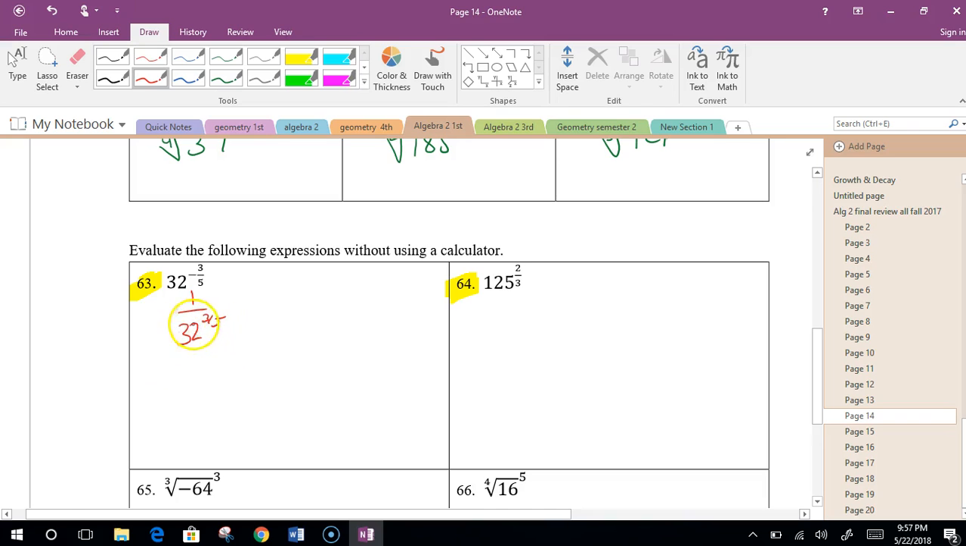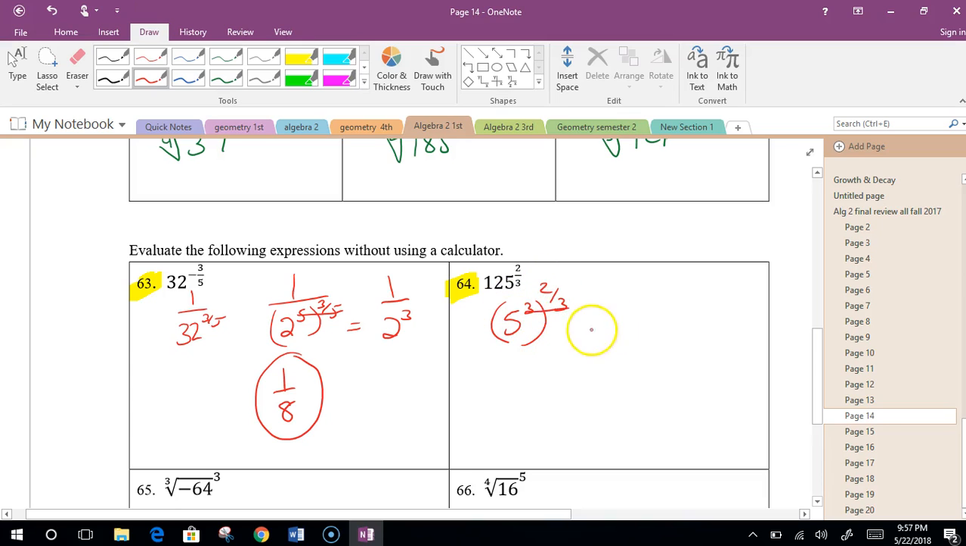If you remember what we did in class, we took the 32 and we looked on the 5 chart. Well, 32 happens to be 2 to the 5th power. Still has a 1 up here, and we still have a 3/5 on the outside. The 5s will cancel, leaves us 1 over 2 to the 3rd, which would be 1 over 8 as a final answer. For 64, 125 on the cube list happens to be 5 to the 3rd to the 2/3. Those 3's will cancel, which leaves us 5 squared, which happens to be 25.